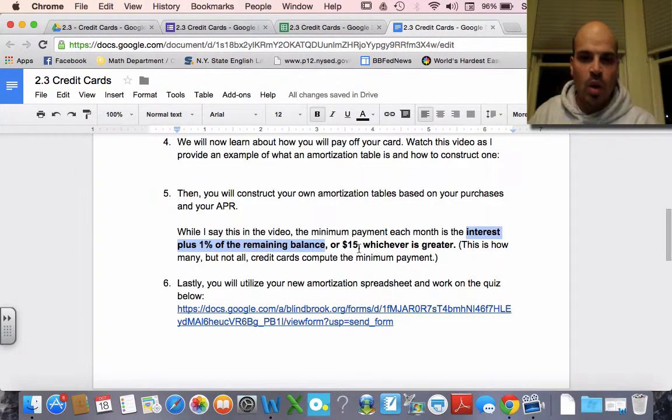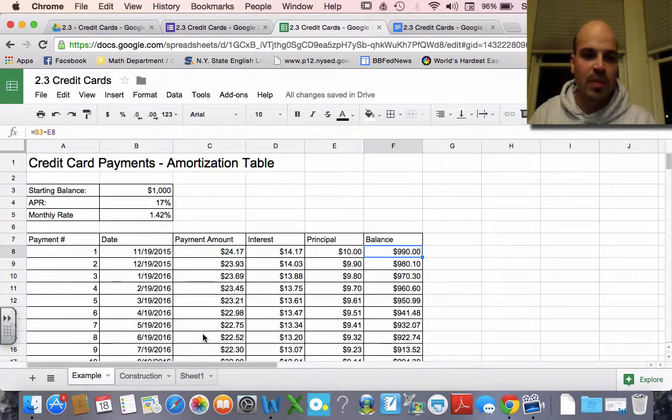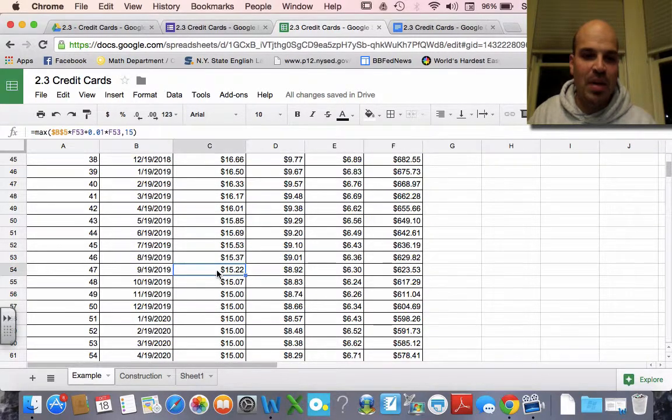So, what happens eventually is the minimum payment will get below $15, but the bank's not going to let you do that. The bank's going to say, okay, we want you to pay at least $15. So when you extend these formulas down, you'll see this. Eventually I'll get $15.22, $15.07, and then eventually you'll get down to just where you really want it to say $15.